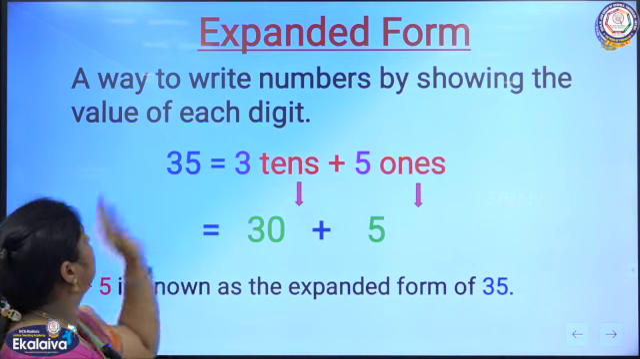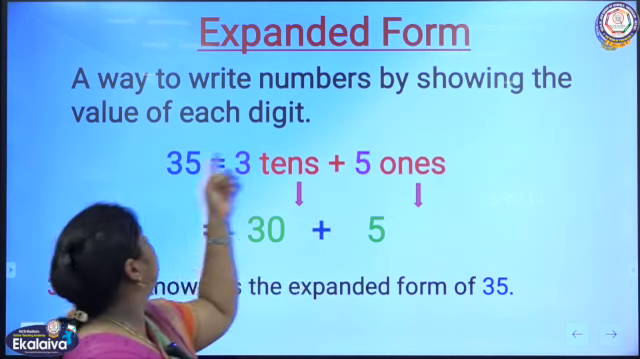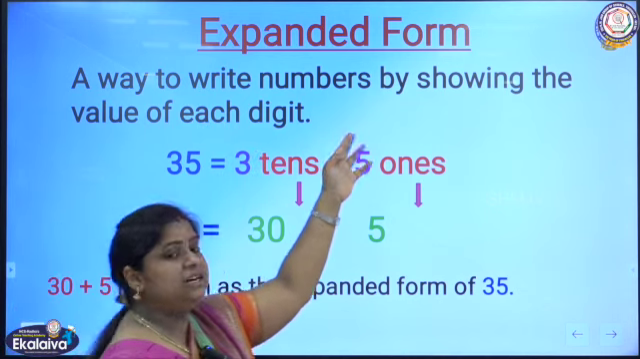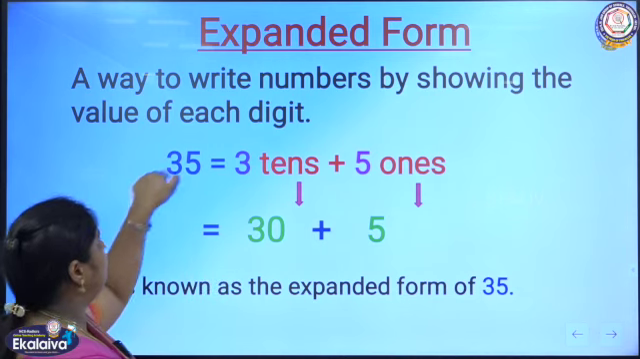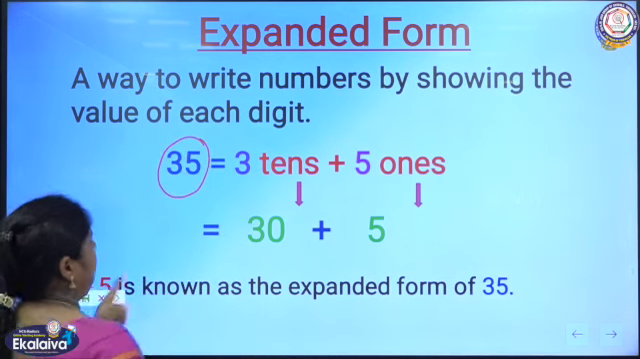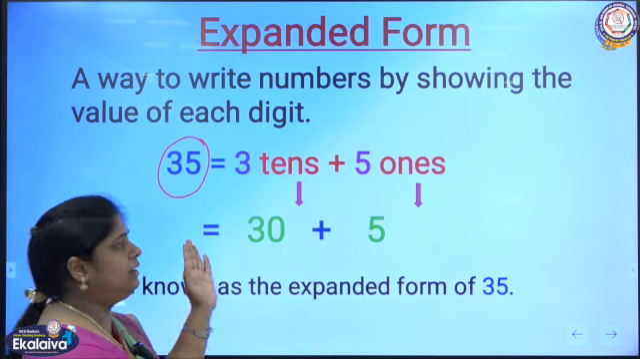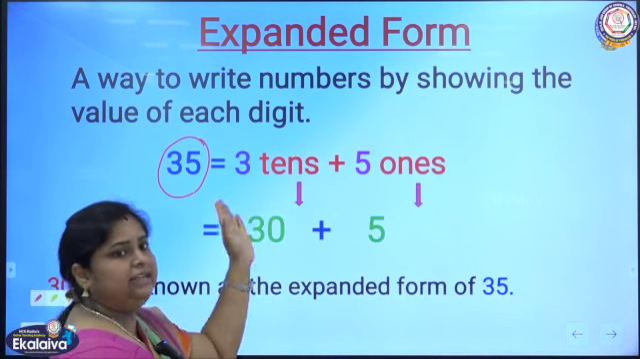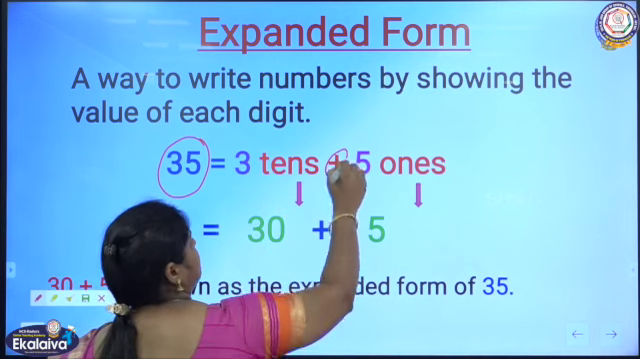expanded form. Expanded form is nothing but a way to write the numbers by showing the value of each digit. Okay. Here the number will be given to you. 35 is the number here. We are going to expand this number. How are we going to expand? We are going to separate the tens and ones. We are going to write the tens and ones value separately. Here we are going to use the plus sign also.